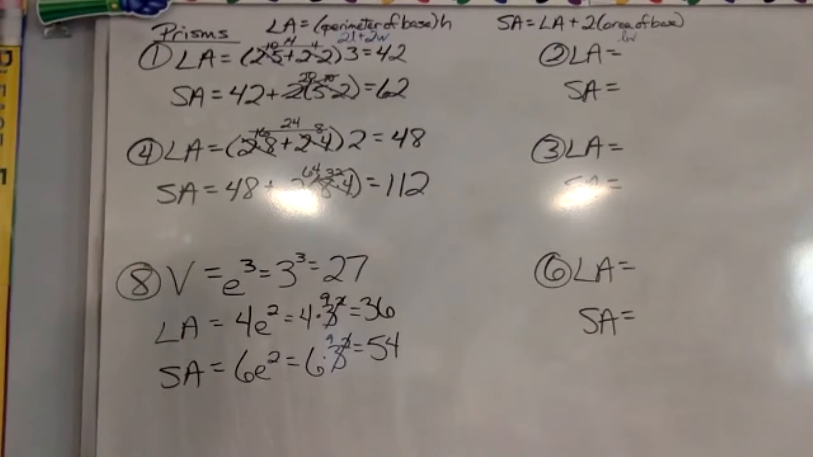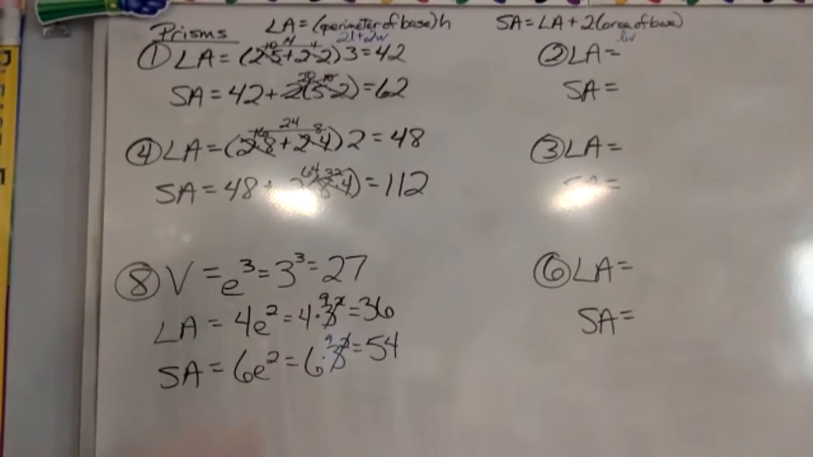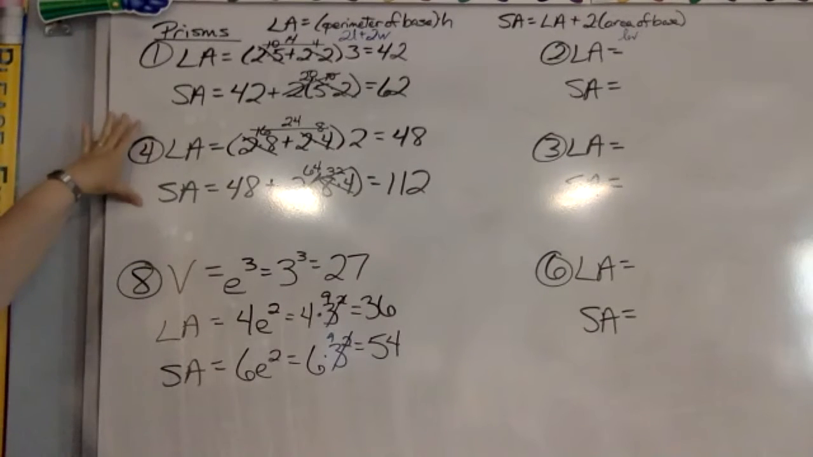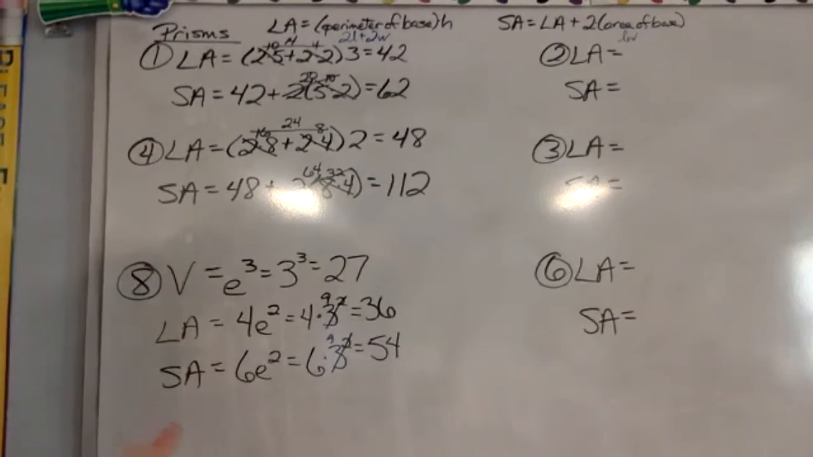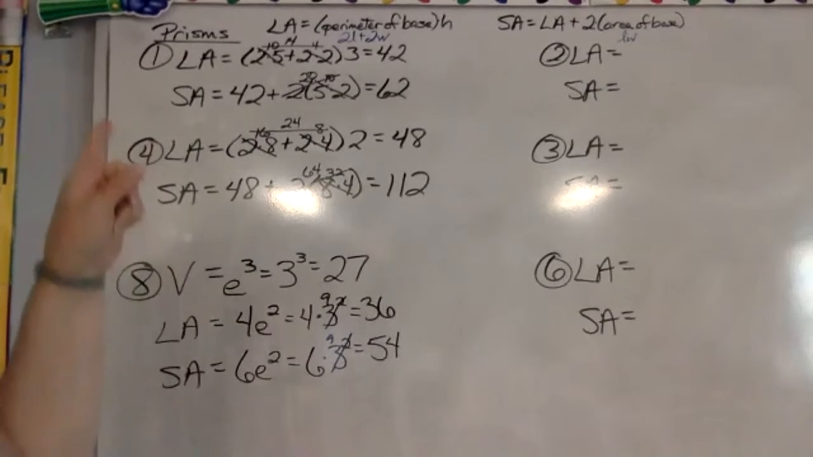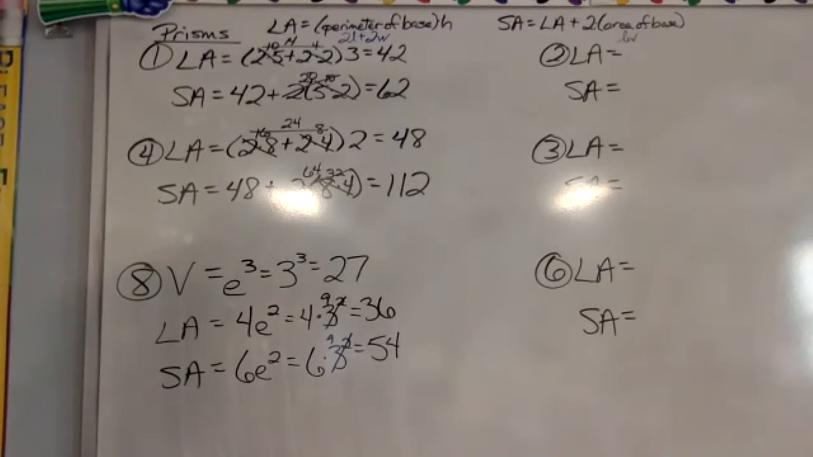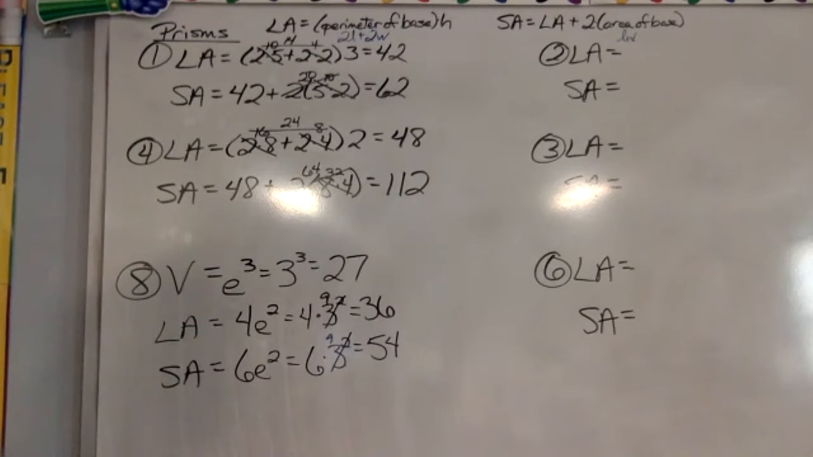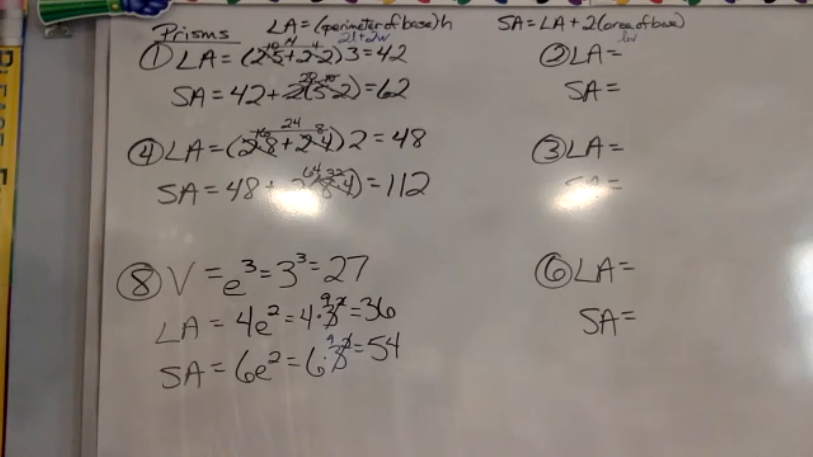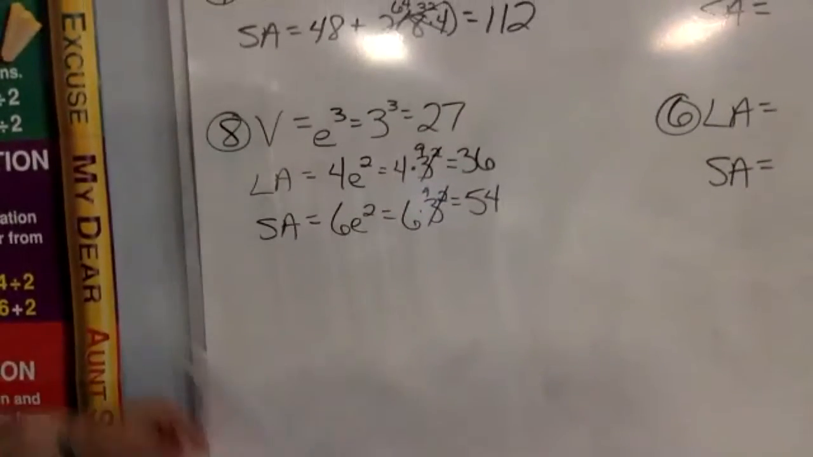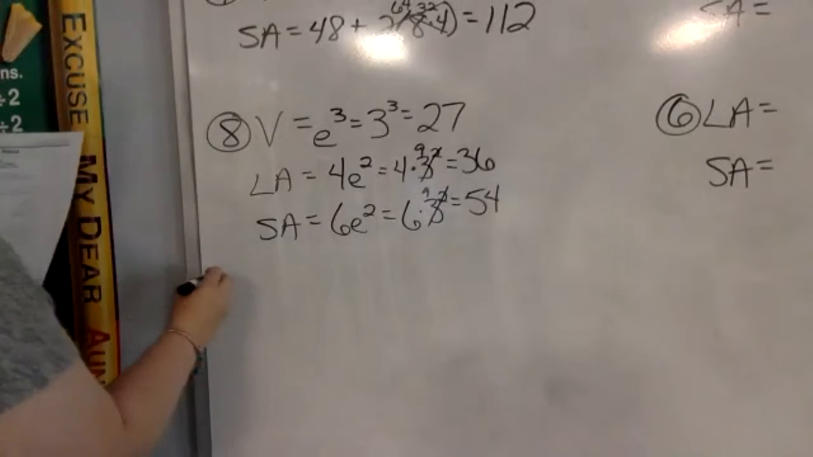Now, number 5 and number 9 are going to be like number 1 and number 4, right? Y'all agree with me? 5 and 9 are like 1 and 4. They're rectangular prisms. So you have the perimeter of the base times the height, and then you have that lateral area answer plus 2 times the area of the base. Okay, so we'll set up number 5, and then you all can try number 9 on your own.